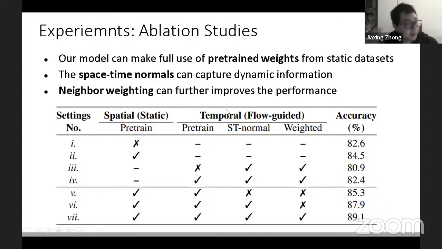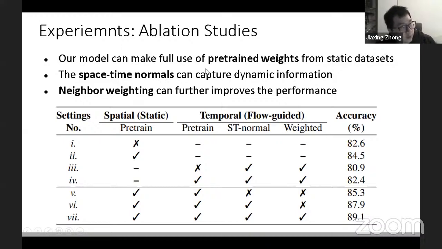Yeah. And next, we will talk about the ablation studies. We see here on the last several slides, we talk about how do we use the static or the temporal model to define our process.